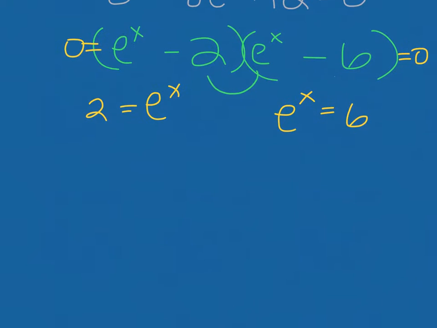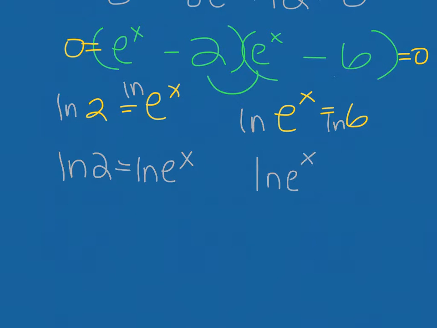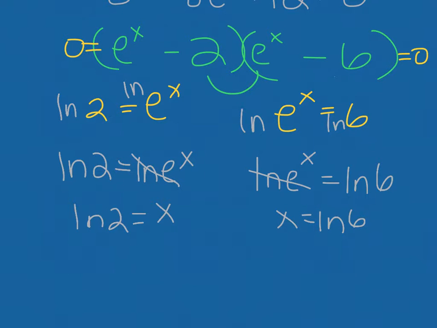How do you solve an e to the x problem? ln both sides of your equation. So ln of 2, ln of e to the x, ln of e to the x, and ln of 6. What happens with ln of e to the x? Cancels, just leaving you x. Cancels, leaves you x. So without a calculator, you'd be done.